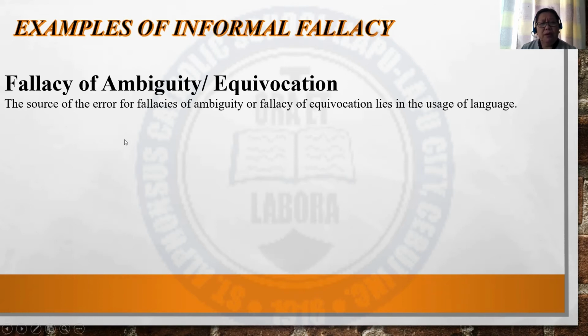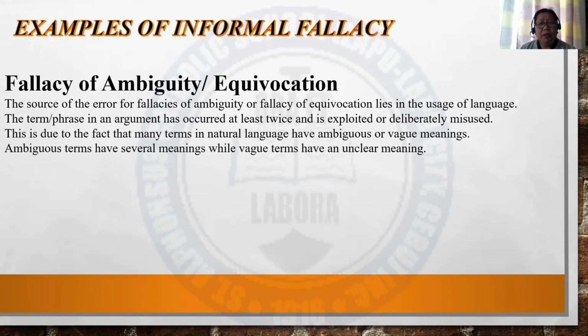The source of the error for fallacies of ambiguity or fallacy of equivocation lies in the usage of language. The term or the phrase in an argument has occurred at least twice and is exploited or deliberately misused. This is due to the fact that many terms in natural language have ambiguous or vague meanings. Ambiguous terms have several meanings, while vague terms have an unclear meaning.